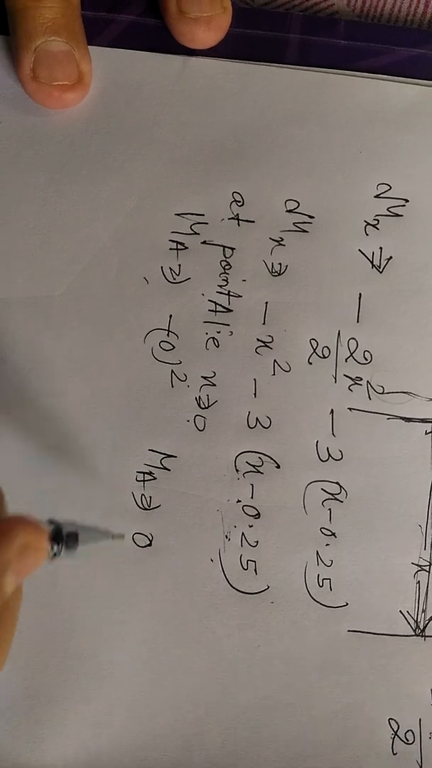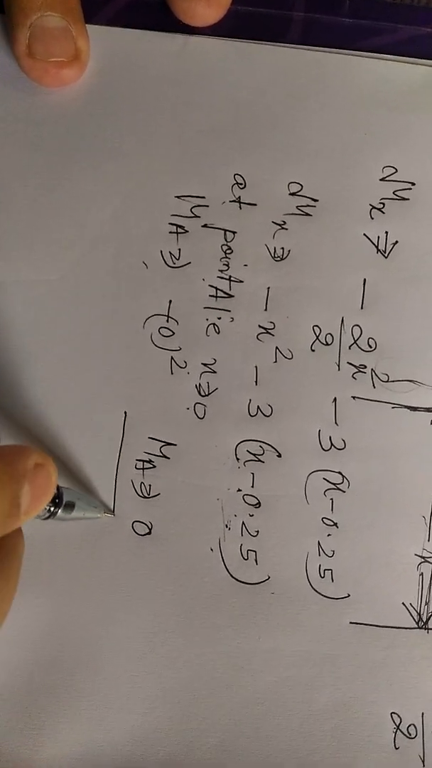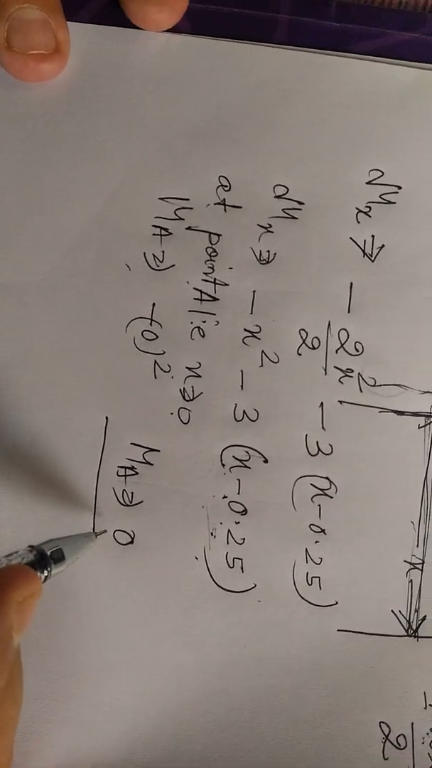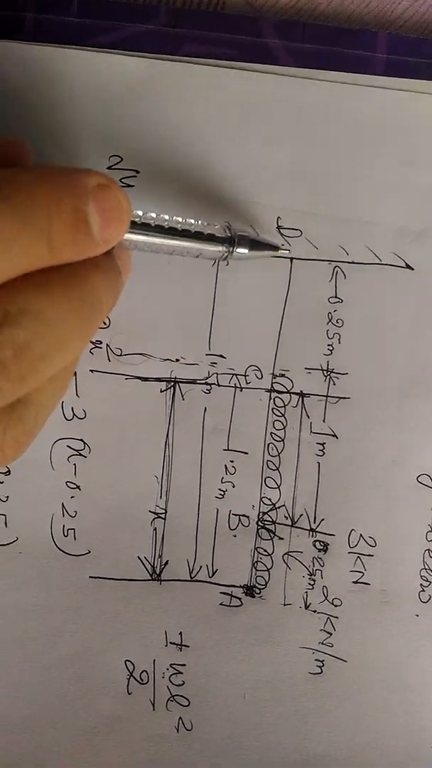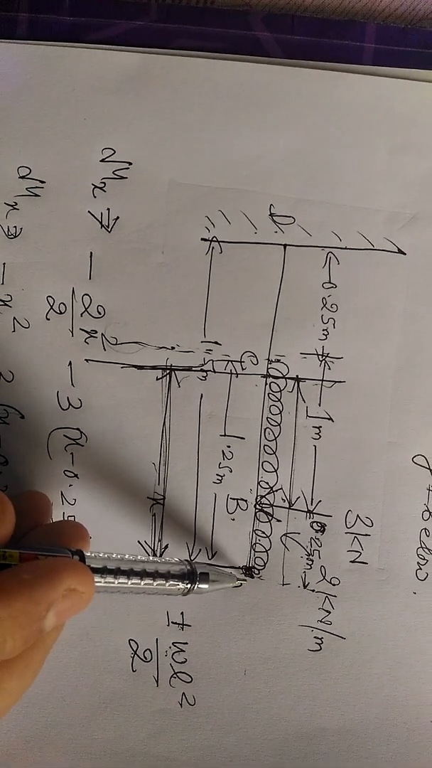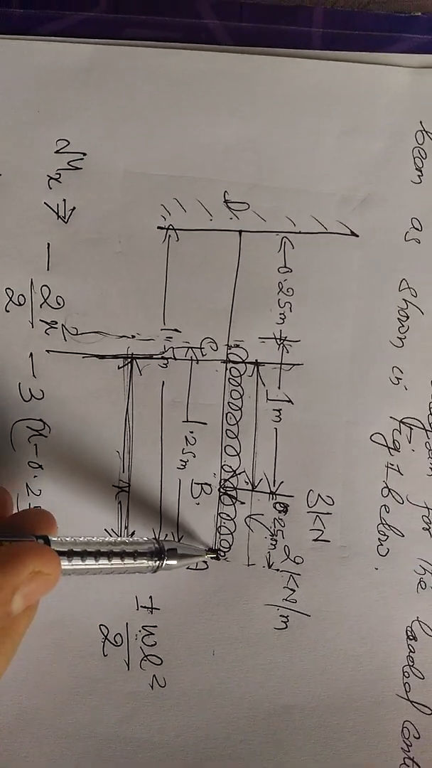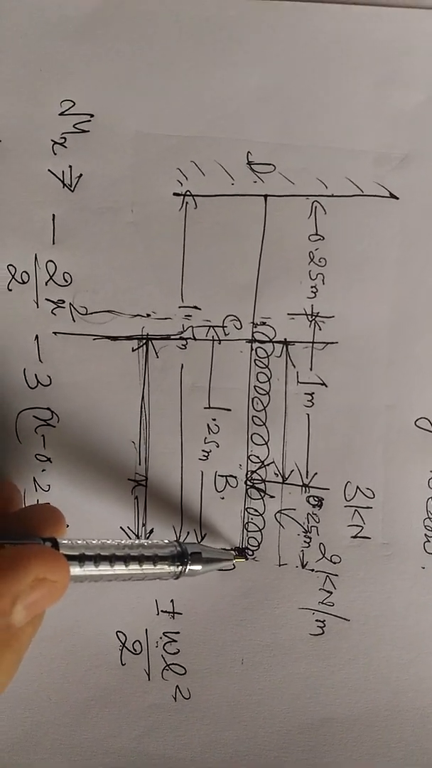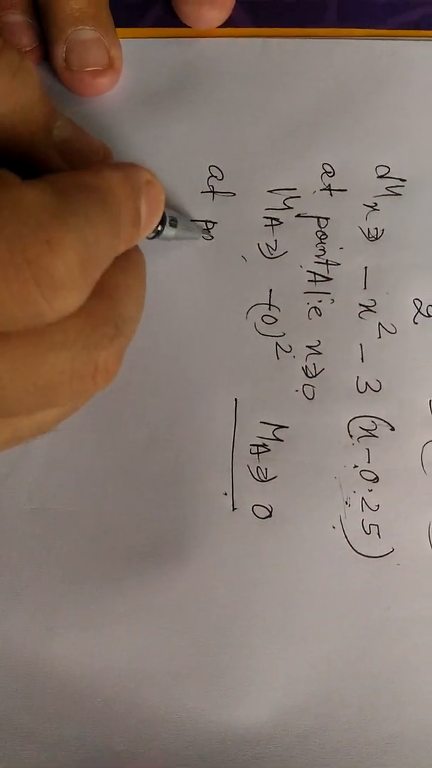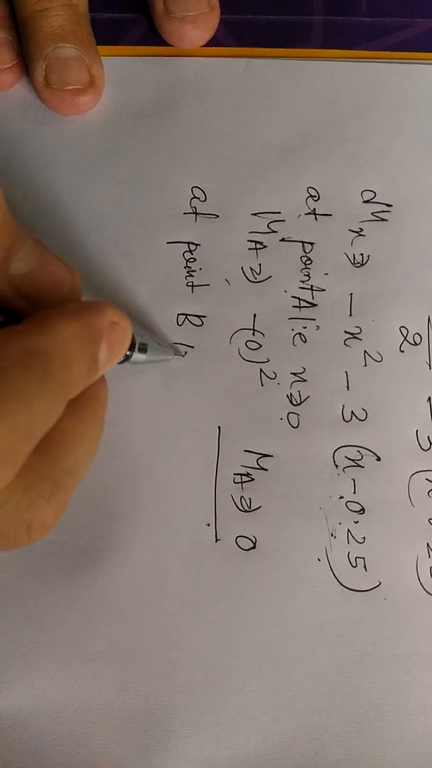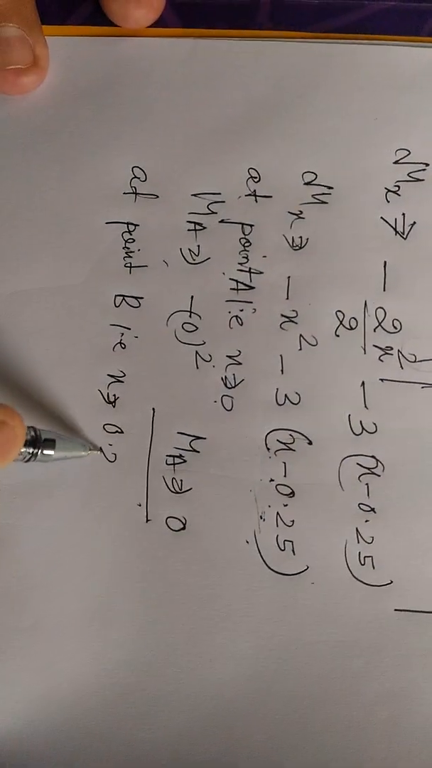As I have already mentioned earlier, the bending moment at the start and end of the beam is 0, but in some cases it will not be 0 because there will be a reaction force. But here there are no constraints, this is a free end, so the bending moment at this point will be 0. Now at point B, that is x is equal to this distance 0.25.